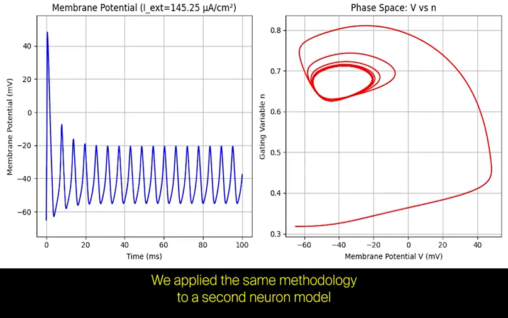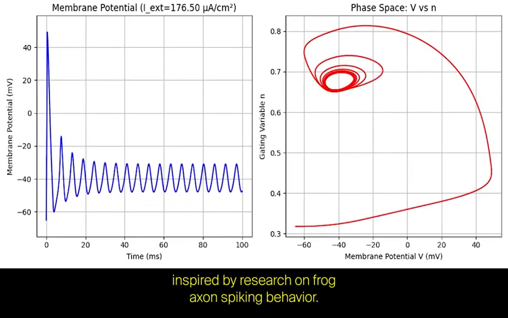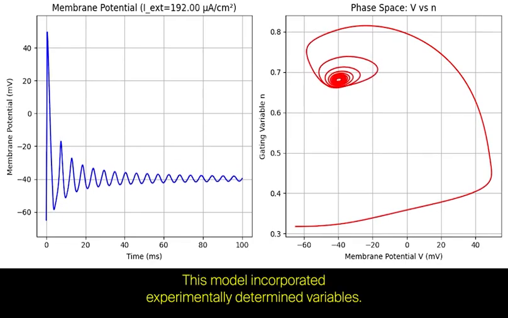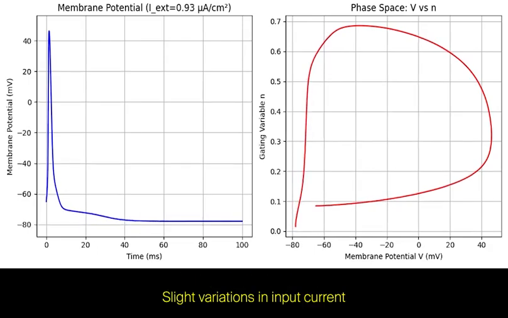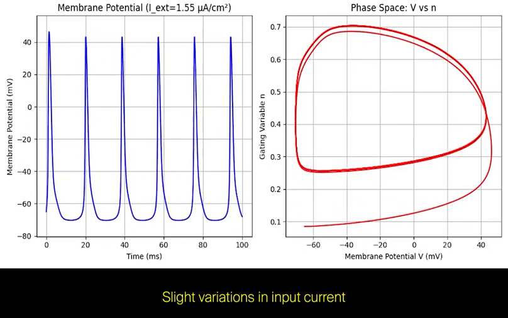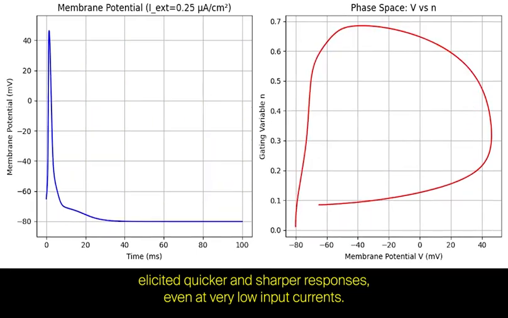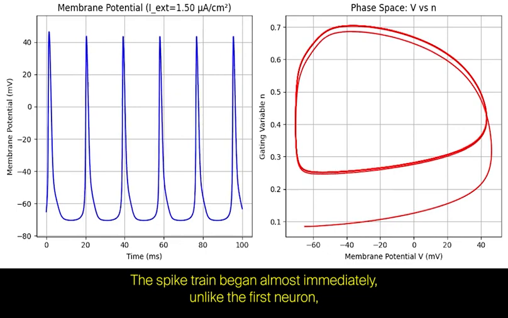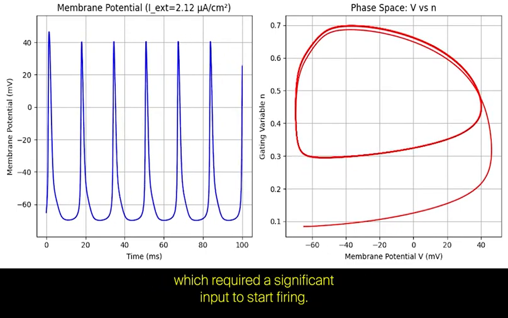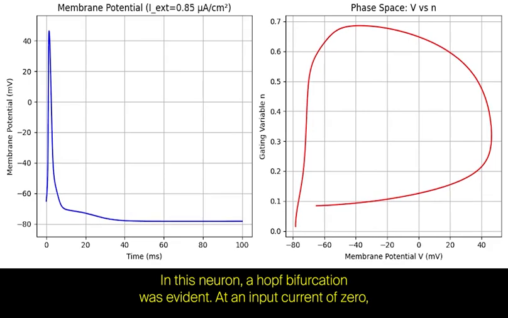We applied the same methodology to a second neuron model, inspired by research on frog axon spiking behavior. This model incorporated experimentally determined variables. The spiking behavior here was significantly different. Slight variations in input current elicited quicker and sharper responses. Even at very low input currents, the spike train began almost immediately, unlike the first neuron, which required a significant input to start firing. In this neuron, a Hopf bifurcation was evident.